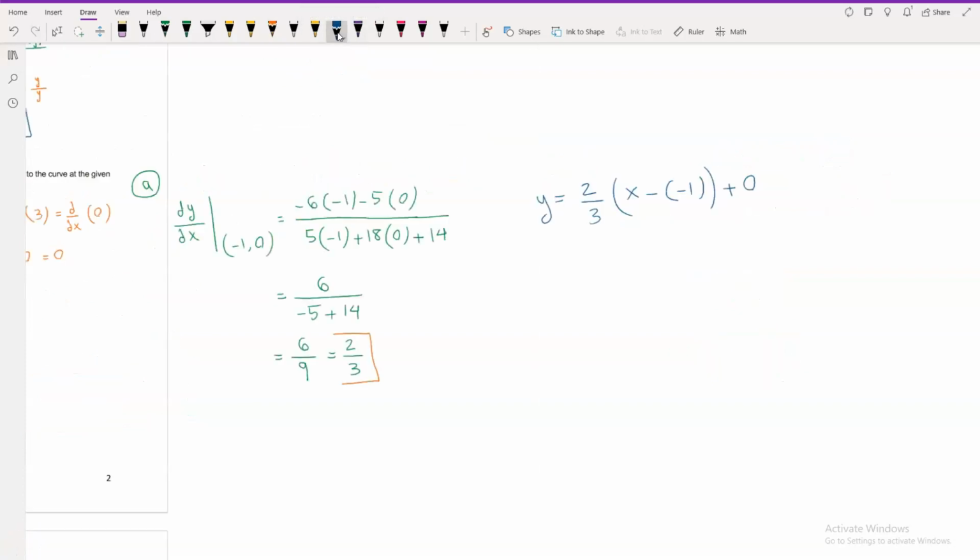And now here our line for part A is y equal to 2/3 times x minus negative 1 plus 0. So our point was negative 1 comma 0. And this is in point slope form. So it's y equal to 2/3 times x plus 2/3.